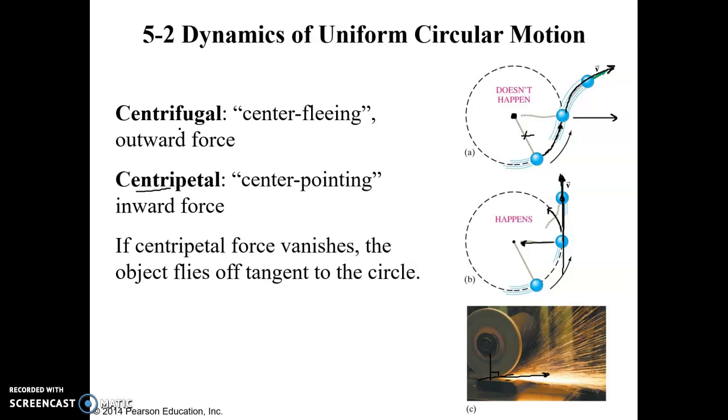Centrifugal means center fleeing, but that is not what we're talking about here. So centripetal, not centrifugal.